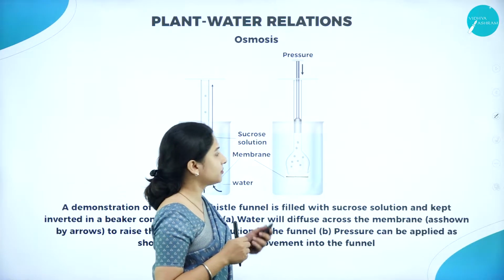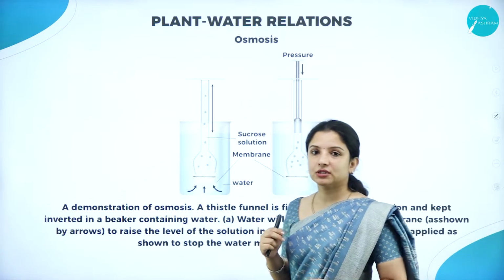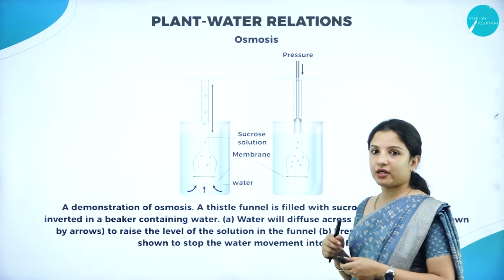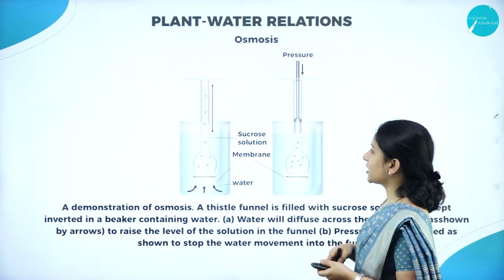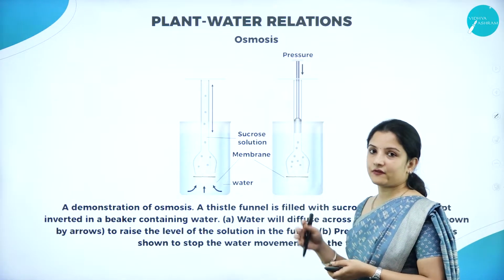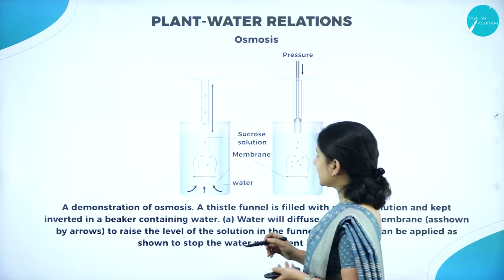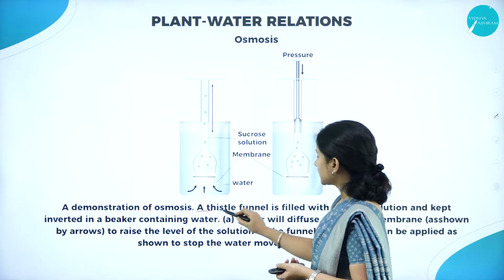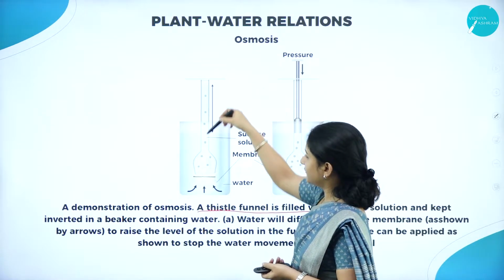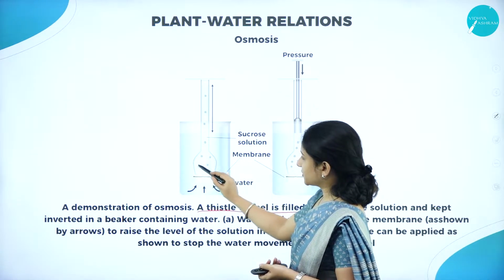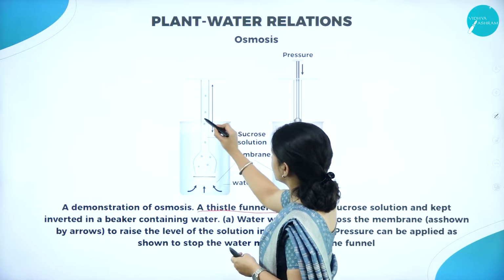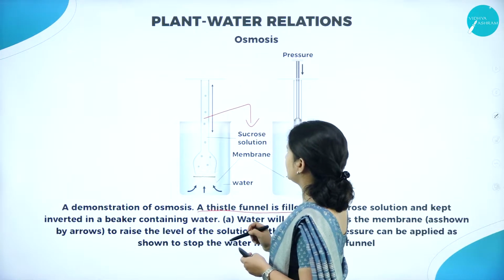So this osmosis can again be explained by a simple experiment wherein they have demonstrated osmosis using the Thistle funnel. So this is the Thistle funnel experiment. What they have done is, to the Thistle funnel, they have filled sucrose solution. So this is a Thistle funnel. Can you see a funnel-shaped structure at the base? It is inverted. So they have filled sucrose solution. Now this is filled with sucrose solution.